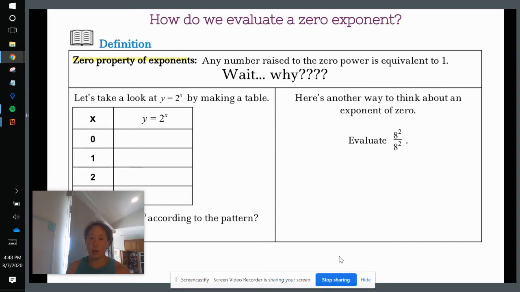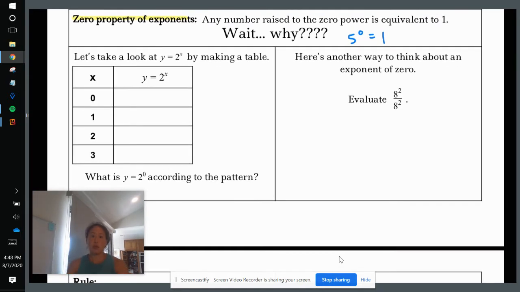Wait, what? So you're telling me that 5 to the zero power is equal to 1? Okay, let's figure this out. Here's two examples. If I have 2 to the x power, I'm going to fill in my table here. This is 2 to the 0, 2 to the 1. The x value we're substituting into the function. So 2 to the 2, 2 to the 3.